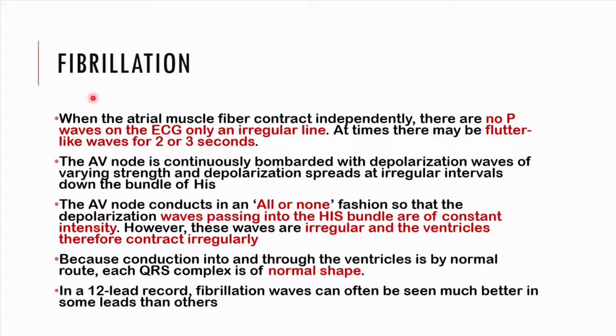And like I told you, the AV node conducts in an all or none fashion, so it's a no-nonsense type of guy. What is going to happen is that these depolarization waves are going to be passing through the bundle of His at a constant intensity. Only a certain intensity is allowed to pass through. However, these waves are irregular, so the ventricles are also going to be contracting irregularly. Because the conduction is happening in an irregular manner in the atrium, but then being conducted in the ventricles in a regular manner, you get a normal shape of the QRS complex. In the 12-lead ECG, fibrillation is often much better seen in some leads than it is in other leads.